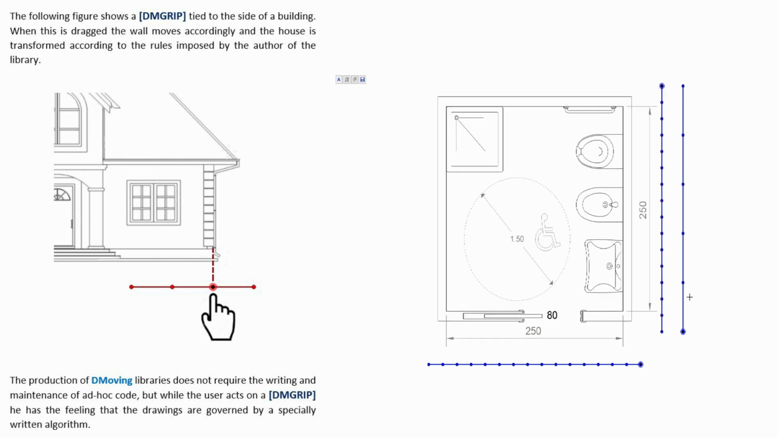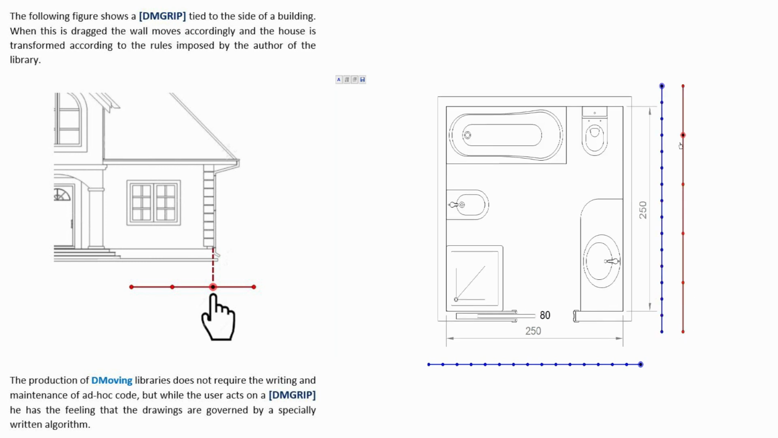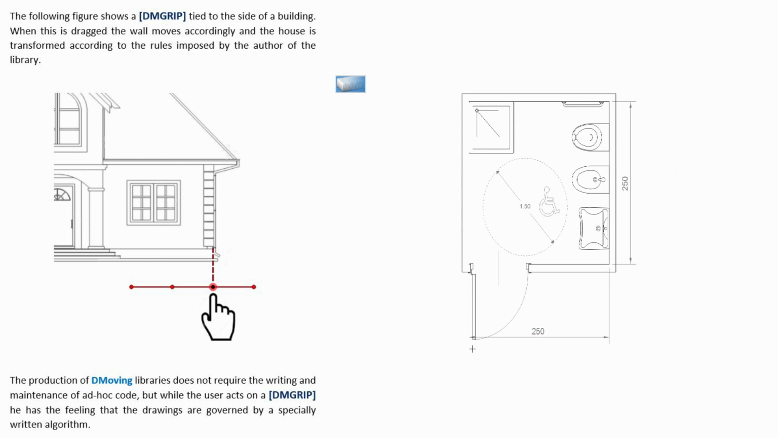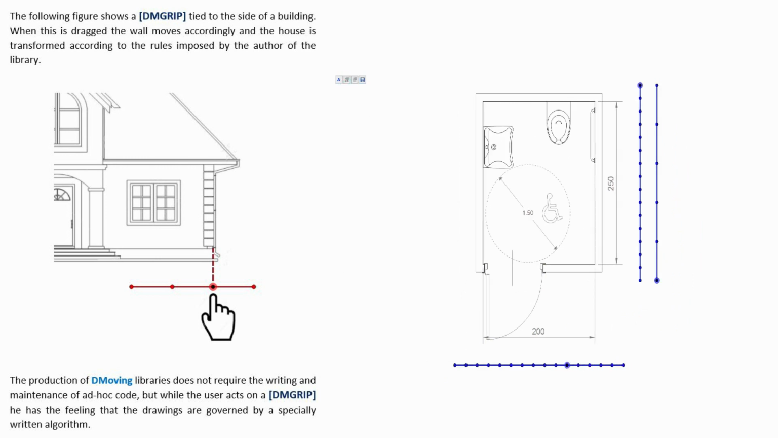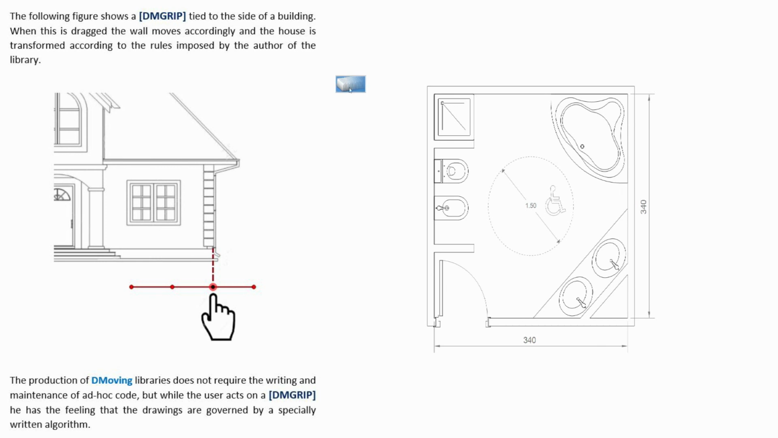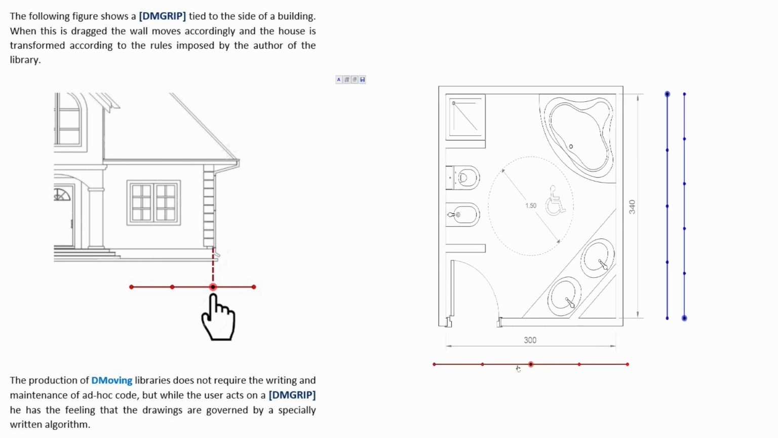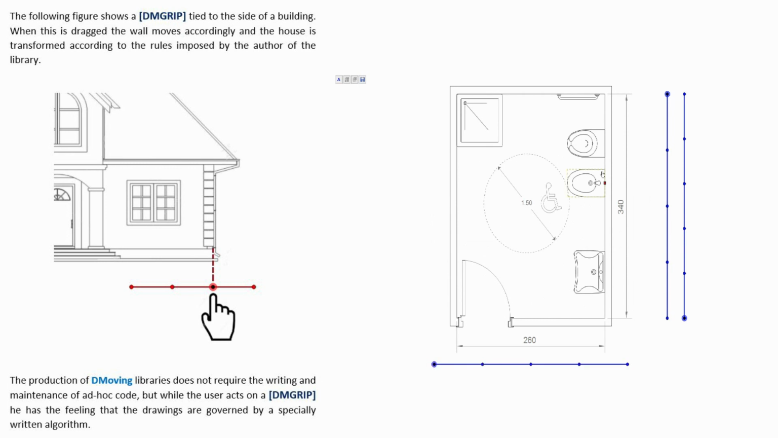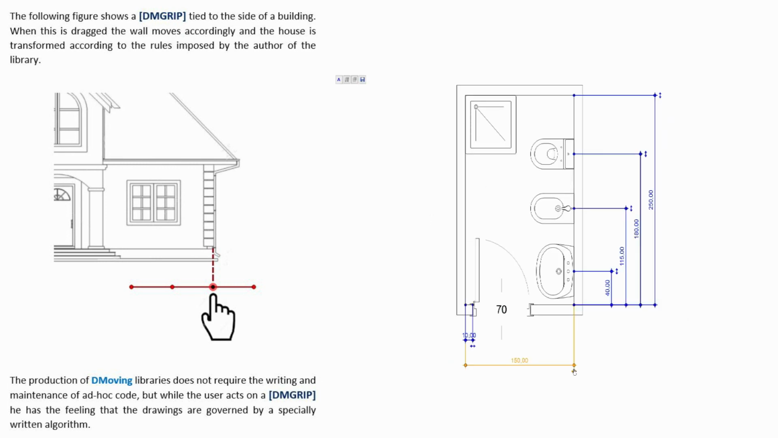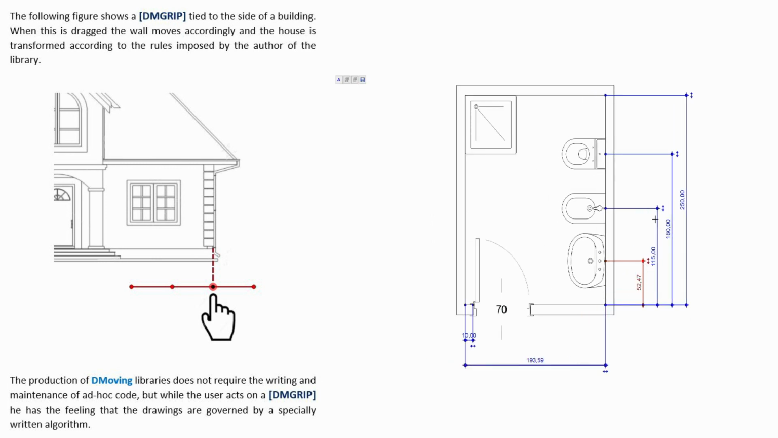The following figure shows a DM grip tied to the side of a building. When this is dragged, the wall moves accordingly and the house is transformed according to the rules imposed by the author of the library. The production of DMoving libraries does not require the writing and maintenance of ad hoc code, but while the user acts on a DM grip he has the feeling that the drawings are governed by a specially written algorithm.